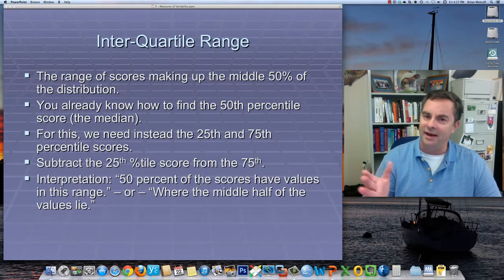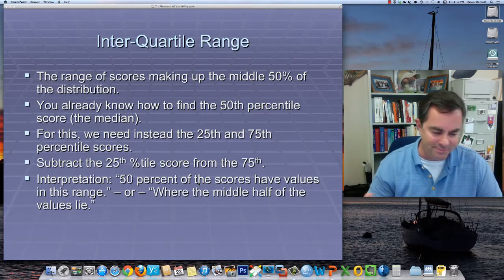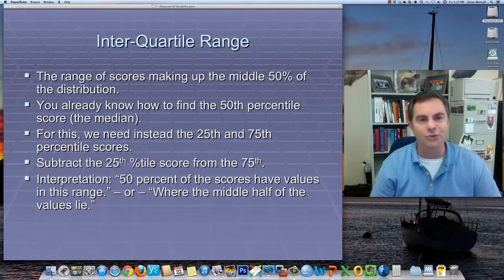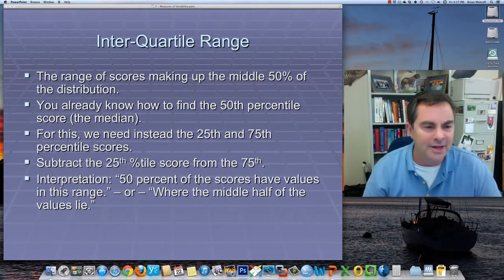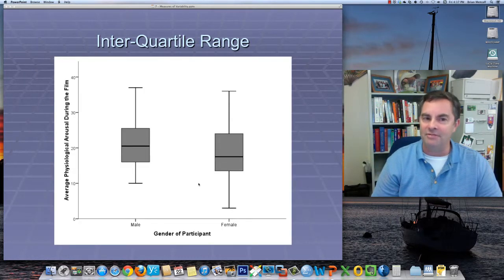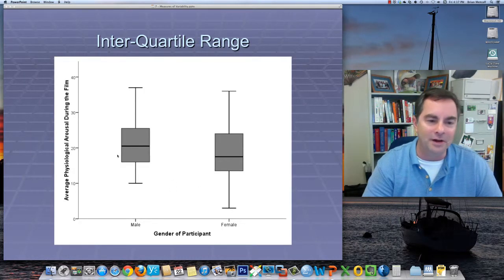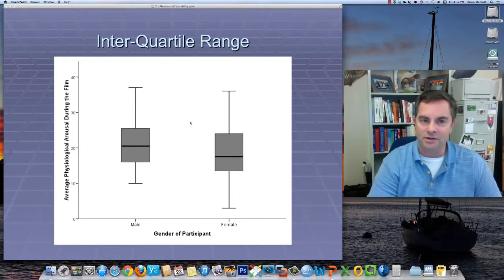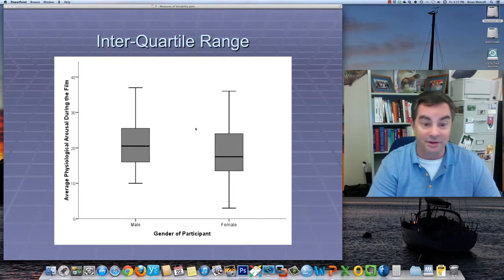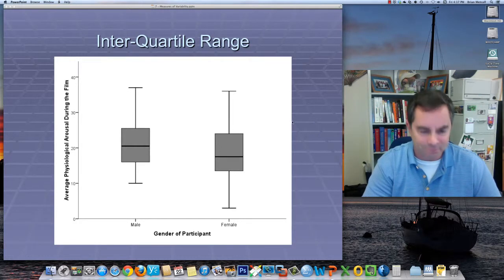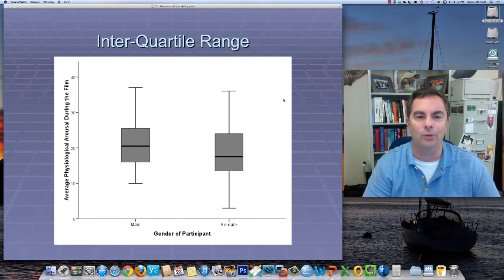The one place that we may see it, and you may run into it in the future, the most likely place is in graphs like this. This is sometimes called a box plot or box and whisker graph because you have boxes with whiskers. Okay, and this is taking advantage of the interquartile range here.